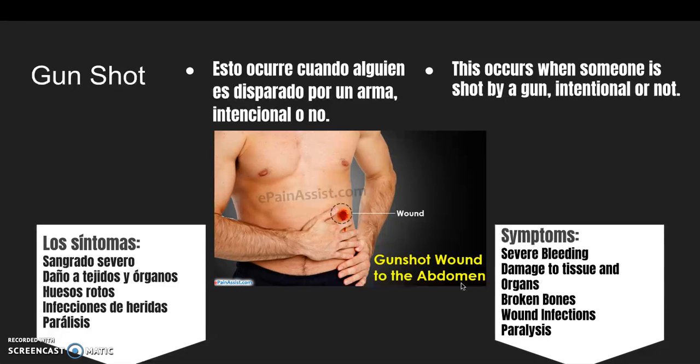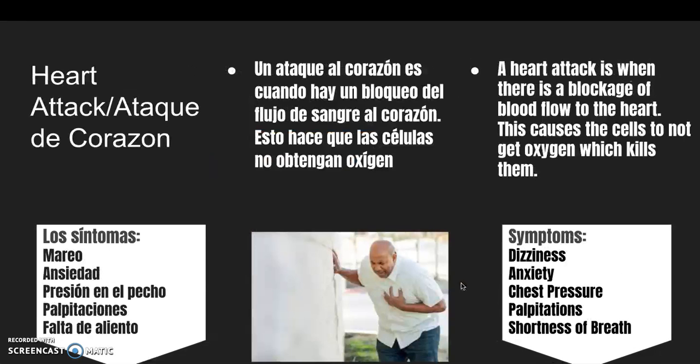The symptoms include severe bleeding, damage to tissue and organs, broken bones, wound infections, paralysis. A heart attack.